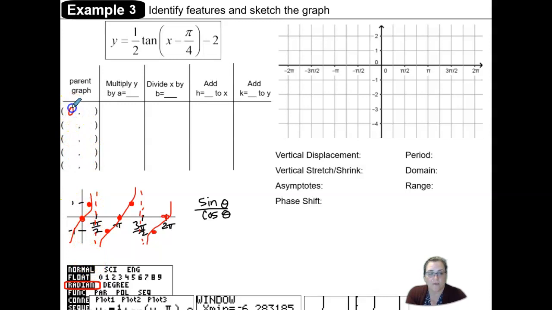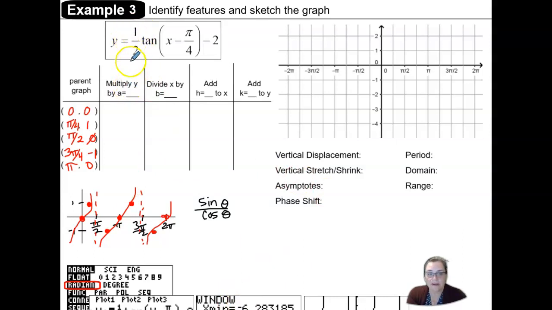So starting at the origin, that would be 0, 0. Then at pi over 4, the tangent is positive 1. At pi over 2, I have a vertical asymptote, which is undefined. Then at 3 pi over 4, I'm at -1. And then at pi, I'm back to 0. And that would be one full cycle of the parent graph of tangent because tangent has a period of pi units.